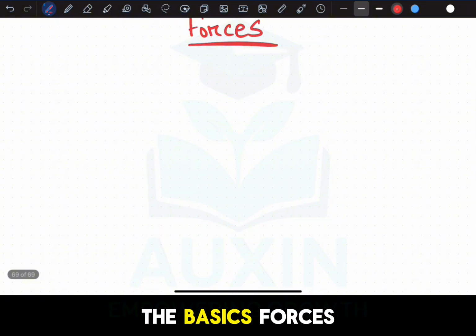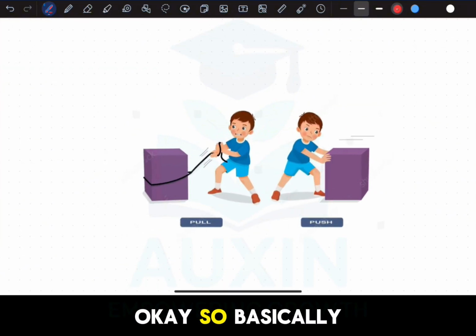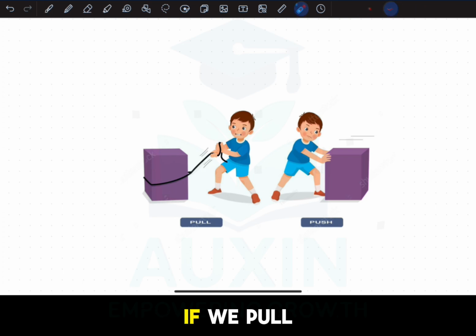Let's start with the basics. Forces are pushes or pulls on an object, okay? So basically, if we pull the box and if we push the box, both actions are exerting a force on the box. When forces act on an object, they can either balance each other out or they can cause the object to move. It's all about balance.